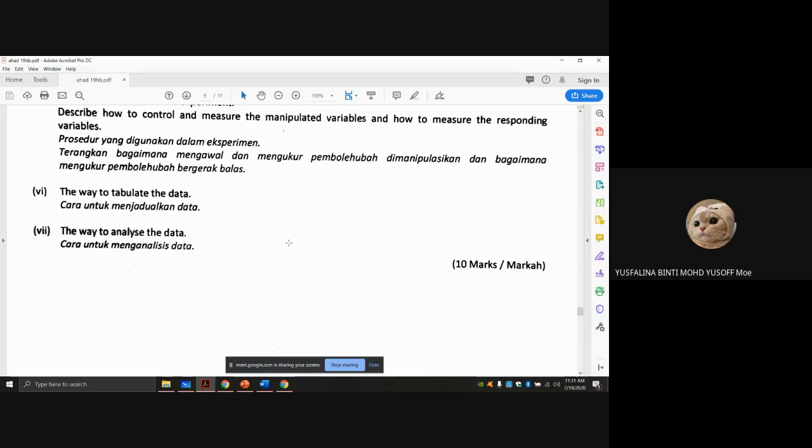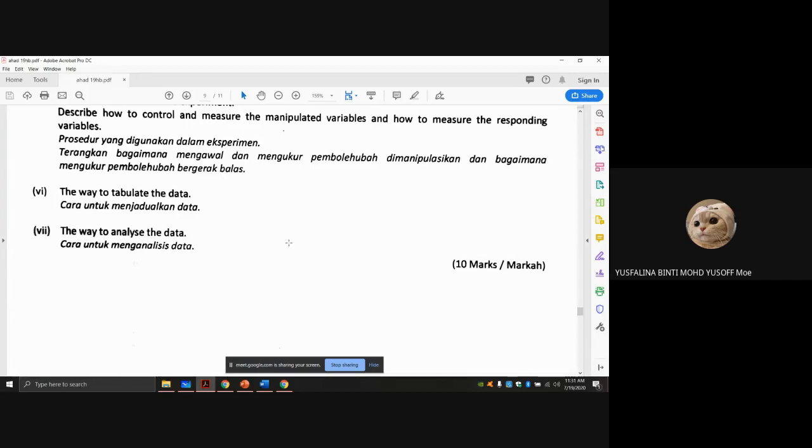But the form 5 experiments are actually not as many as form 4 experiments, though they are not quite familiar. In form 4, I know you do like 10 experiments, like inertia and all of that. But form 5, you do only resistance and also the wave. The resistance one already came out last year: the factor affecting resistance, the length of the conductor. So for the factor of resistance to come out again, the possibility is very low.